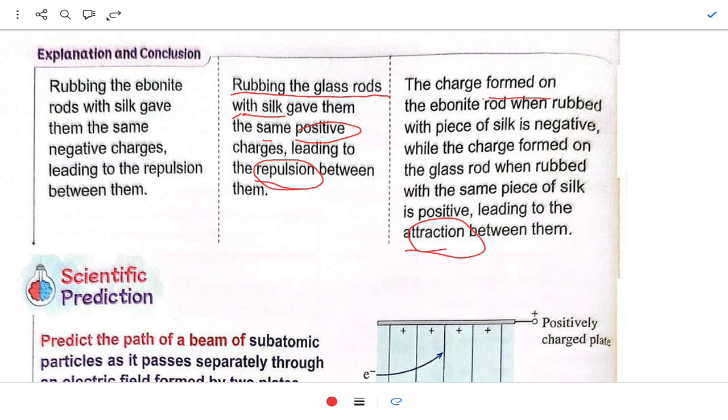The charge formed on the ebonite rod when rubbed with a piece of silk is negative, while the charge formed on the glass rod when rubbed with the same piece is positive. So if you rub two different objects with the same piece, they will have different charges, so an attraction will happen between them. Let's move to the second point.